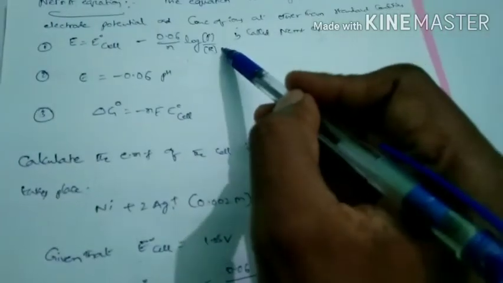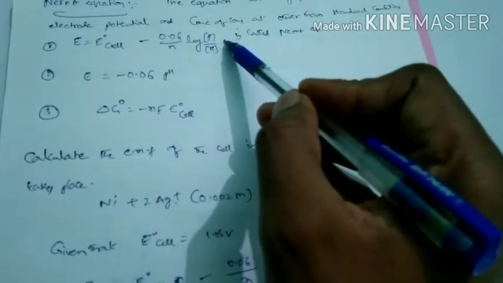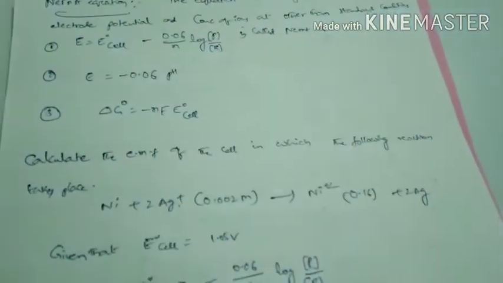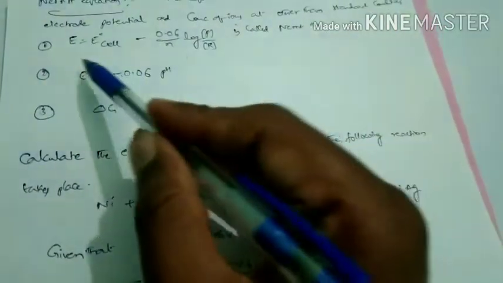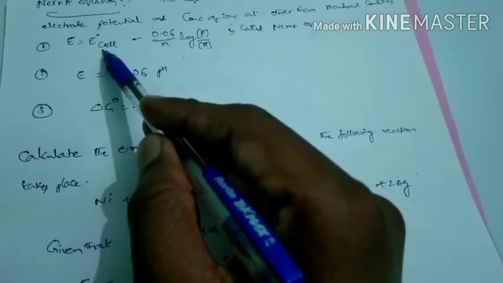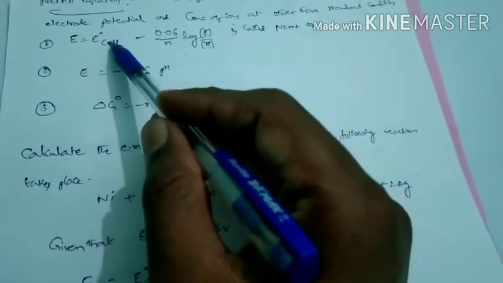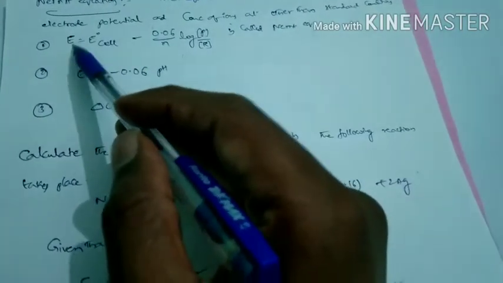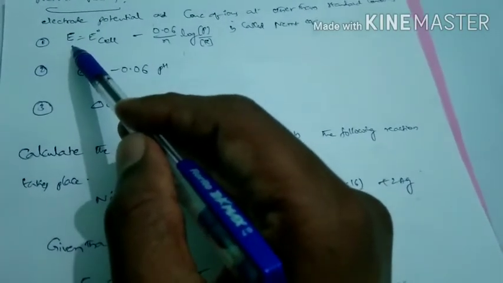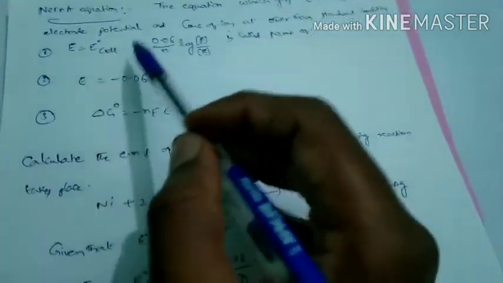Among them, this is a very important formula. Here N is the number of electrons involved in the reaction, P is the concentration of products, and R is the concentration of reactants. E is electrode potential at other than standard conditions, E0 cell is electrode potential at standard conditions. That means by using standard conditions, we can calculate electrode potential at other than standard conditions. So that is the Nernst equation.